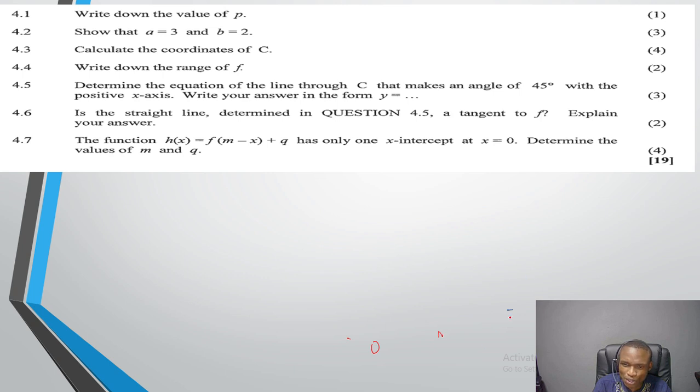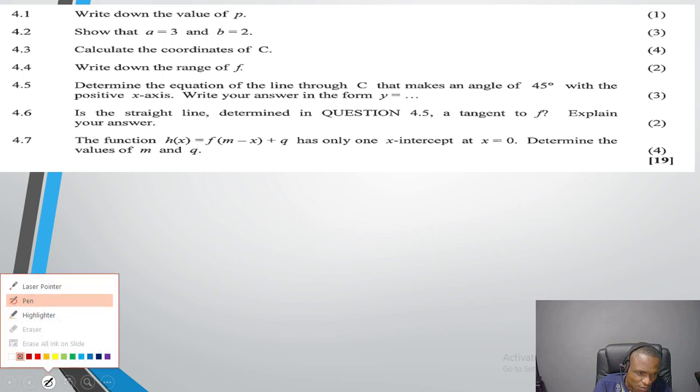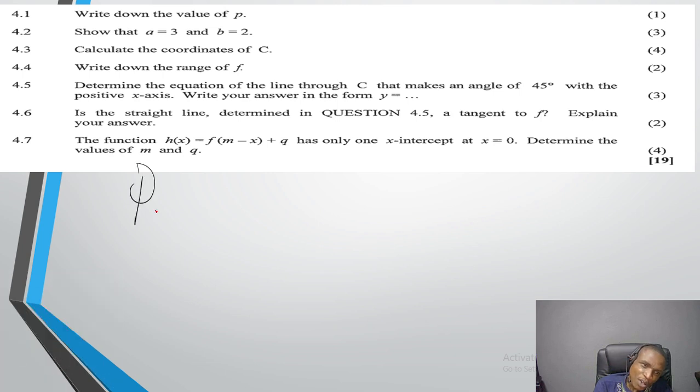The point of intersection. What is the point of intersection? Okay, in that case, it was the point A.